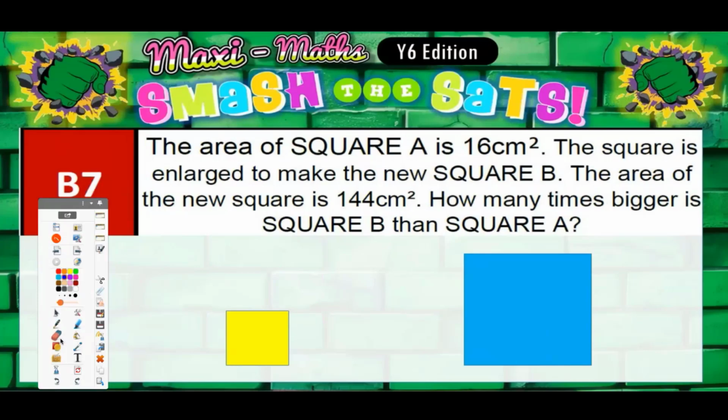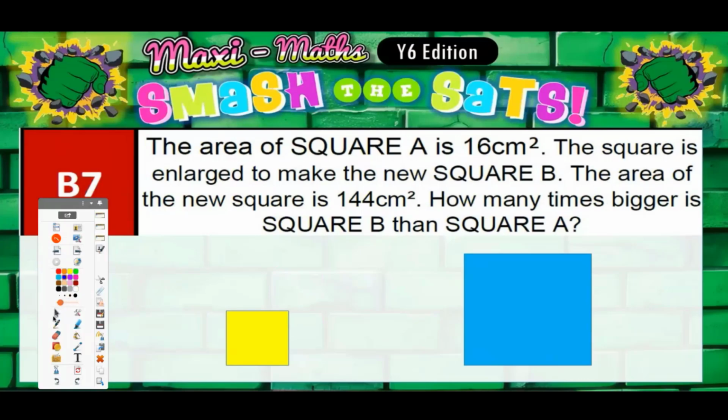Question 7. The area of a square is 16 centimeters squared. The square is enlarged to make a new square, square B. The area of the new square is 144. How many times bigger is square B than square A? Now, this is a bit of a trick question because it depends. It's actually not very specific.